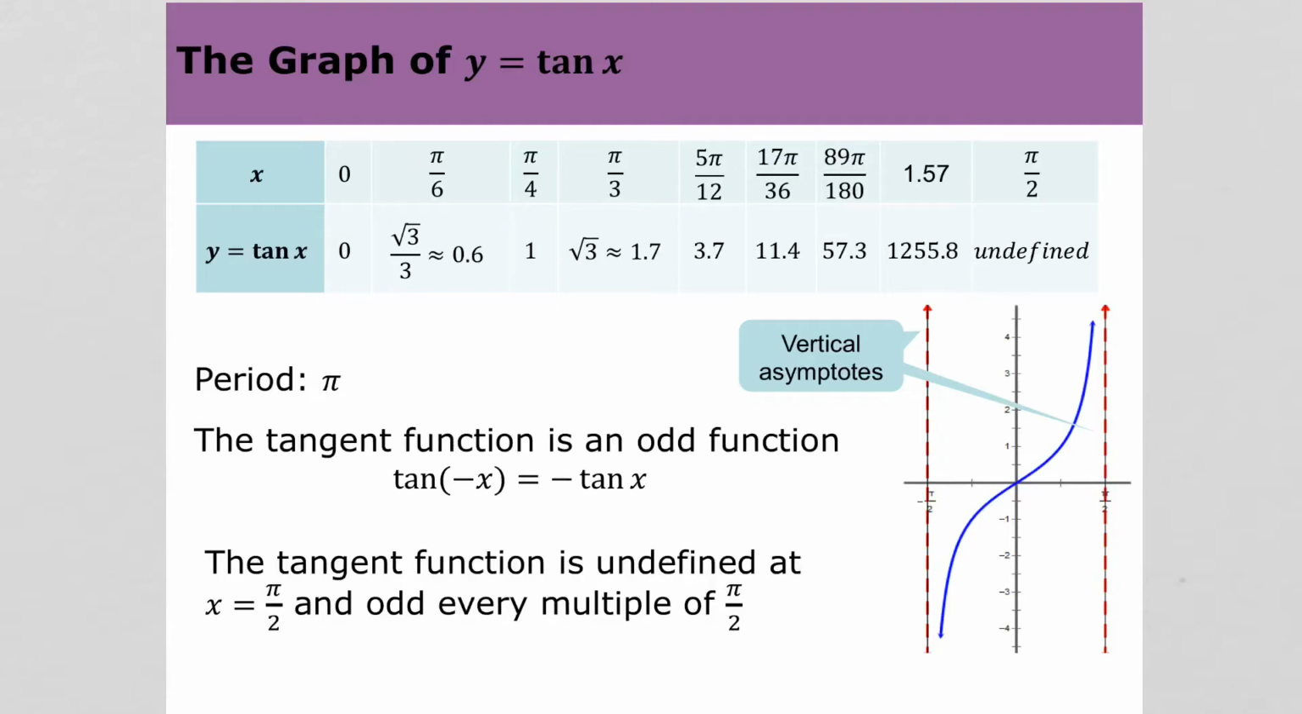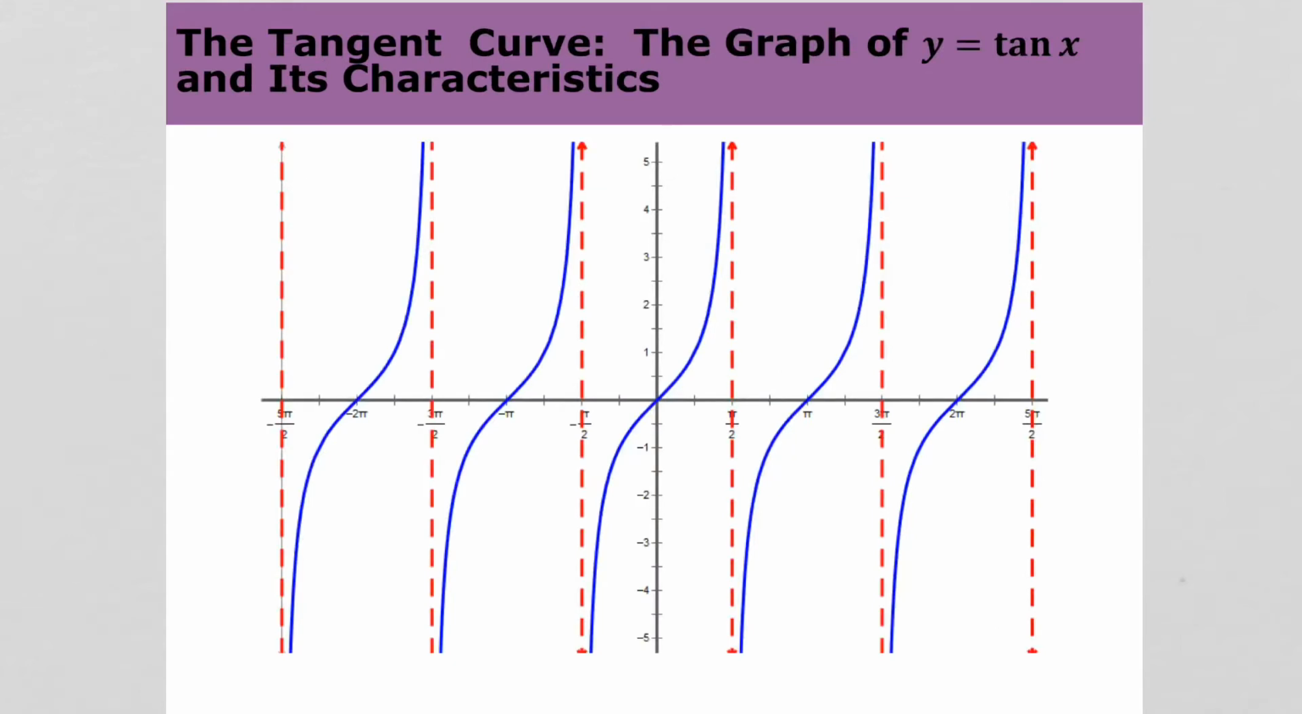The tangent function is an odd function, and it's undefined at pi over 2 and every odd multiple of pi over 2. So pi over 2, 3 pi over 2, 5 pi over 2, negative pi over 2, and so forth. Therefore, the period from negative pi over 2 to pi over 2 is pi. And here's what several periods look like.